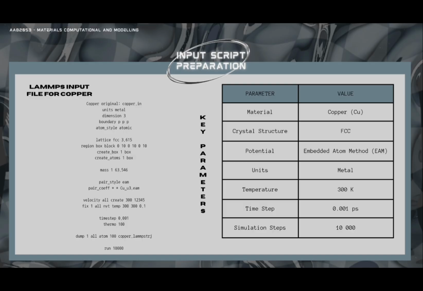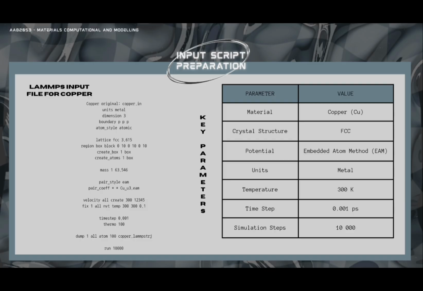Next, we define the FCC crystal structure of copper using a lattice constant of 3.615 angstrom. Then, we created the simulation box and generated the copper atoms. To accurately describe the interactions between copper atoms, we used the embedded atom method EAM potential. This was done by specifying pair_style EAM and pair_coeff CU_U3.EAM.